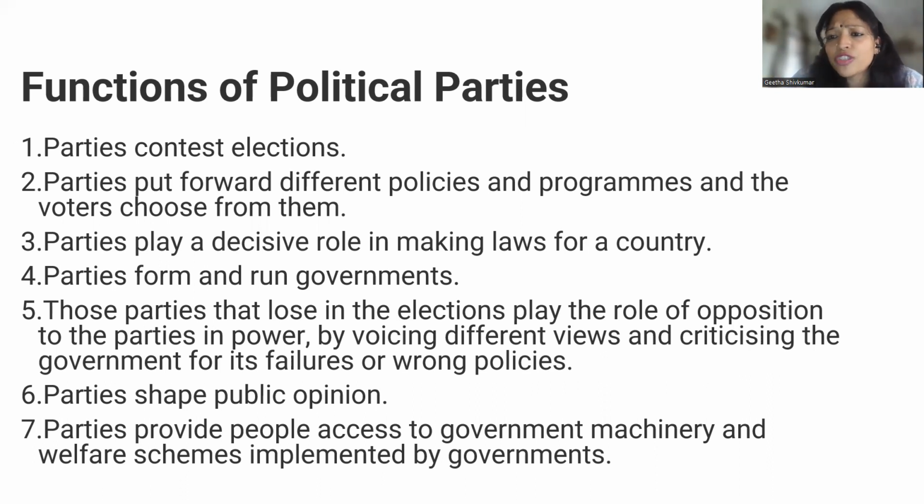Why does the opposition party do all these things? So that in the next election all this will be beneficial for them. So the opposition party in a democratic system plays a very important role. Parties shape public opinion, and the last function is that parties provide people access to the government machinery and welfare schemes implemented by the government. So these are the 7 functions. Out of these 7 functions, you will see that the first 4 functions are from your definition.